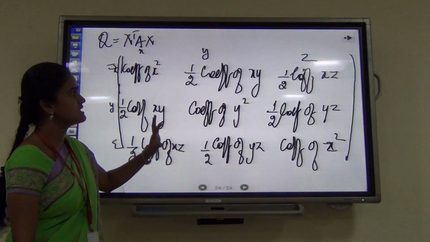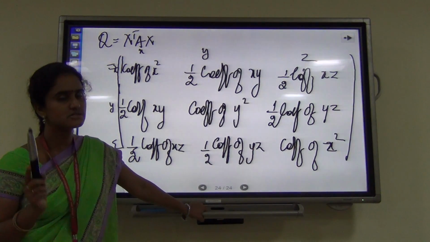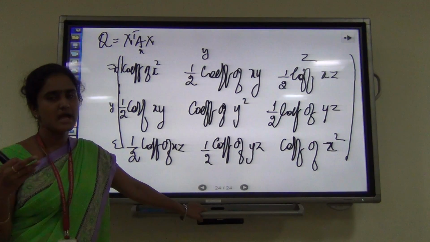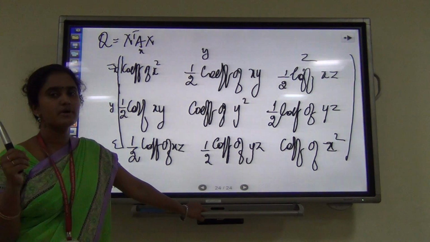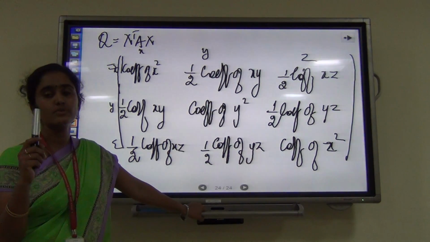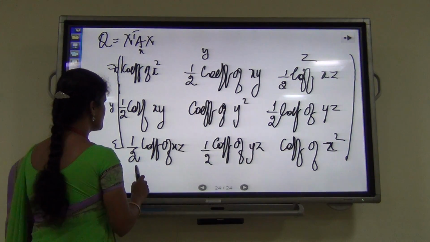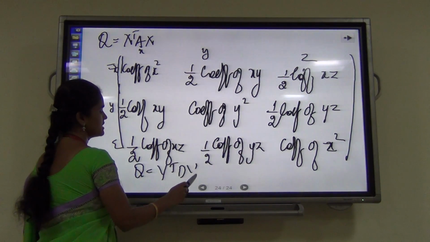So once this is done, you will get the matrix. This matrix will be diagonalized through orthogonal transformation by finding eigenvalues, eigenvectors, and the normalized modal matrix, and then finding D = N transpose AN. Once this is diagonalized, the canonical form Q takes the form y transpose Dy. That will be the last step.